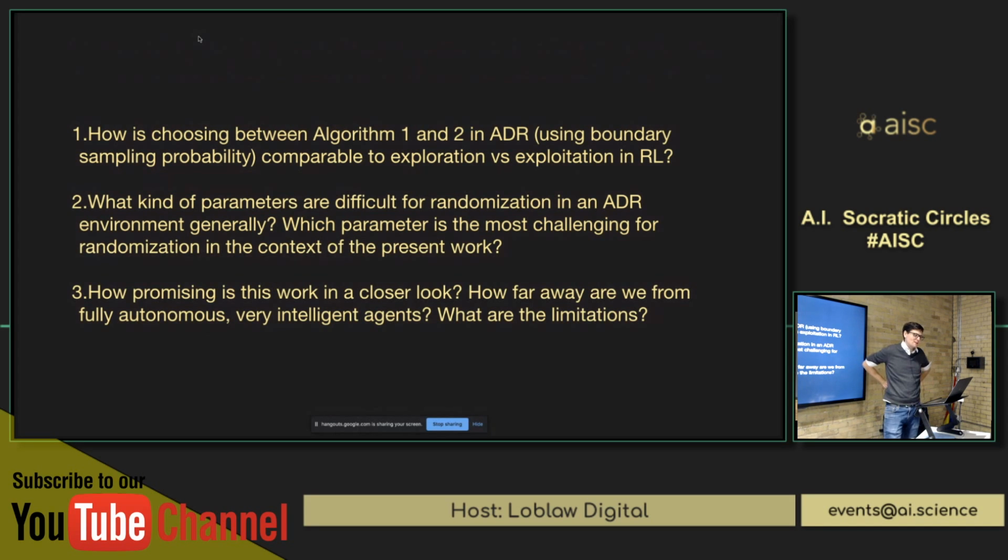So the question is, what kind of parameters are difficult for randomization in an ADR environment in general? Which parameters are the most challenging for randomization in the context of the present work? How promising is the work on a closer look? How far away are we from fully autonomous, very intelligent agents? What are the limitations? I think we talked a little bit about this at the beginning, also when we were talking about what the expectations were. So, does anyone want to talk more about this topic?